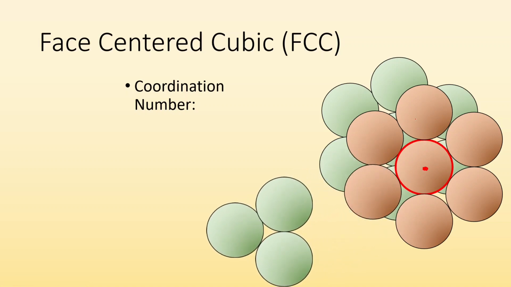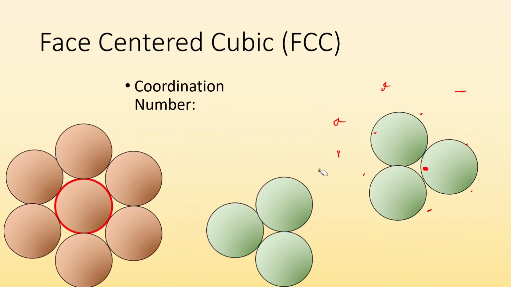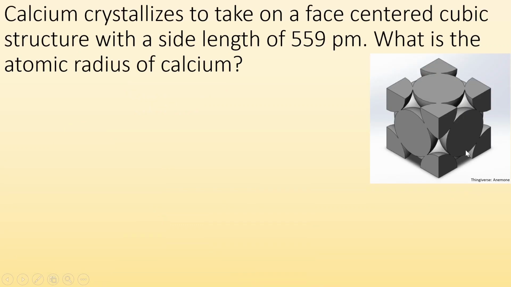Now on this layer, well, there's 6 touching that one on that middle layer. And if I take a look at the layer below it, well, these 4 are not touching that atom at all. So if I move that to the side and I start counting, well, how many atoms are touching it? There's 1, 2, 3, 4, 5, 6, 7, 8, 9, 10, 11, 12. So this has a coordination number of 12.